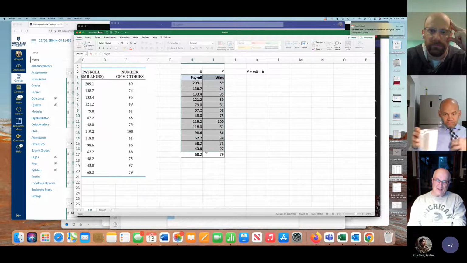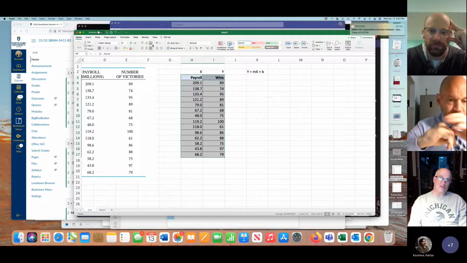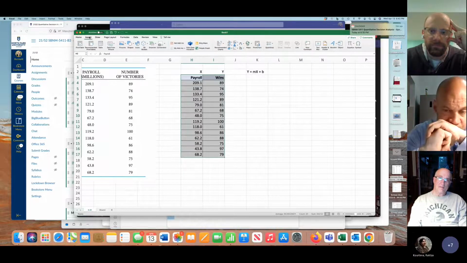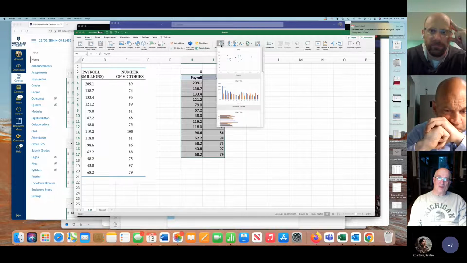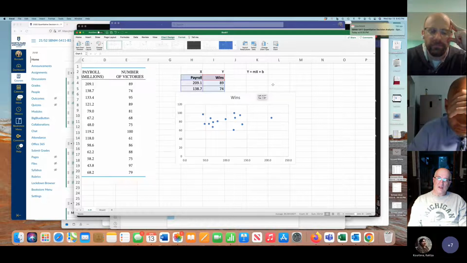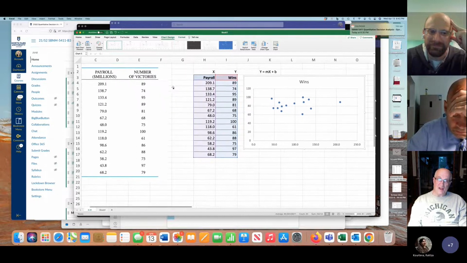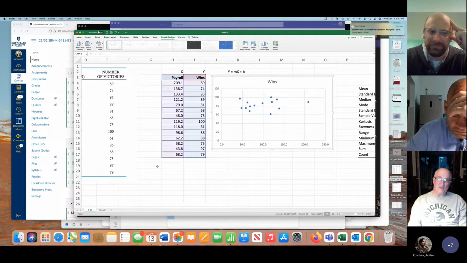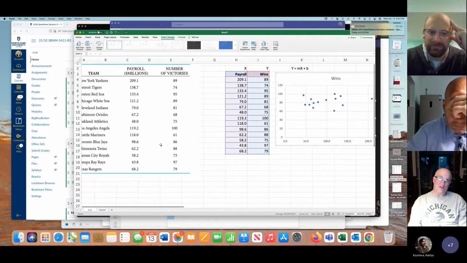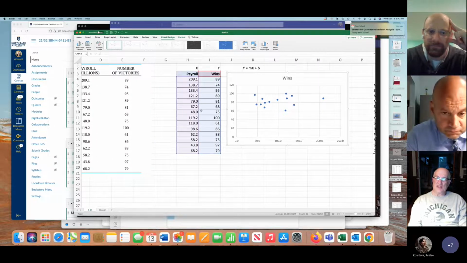I highlight it. I go to insert. I go to recommended charts. I click on scatter diagram. And boom, it gives me this. Very nice. There's the Yankees, which has a payroll of 209 and 89 wins. I don't need to put the names of the teams here unless I want to. I've already got the names of the teams here. I'm interested in having this data in Excel so I could make graphs like this.